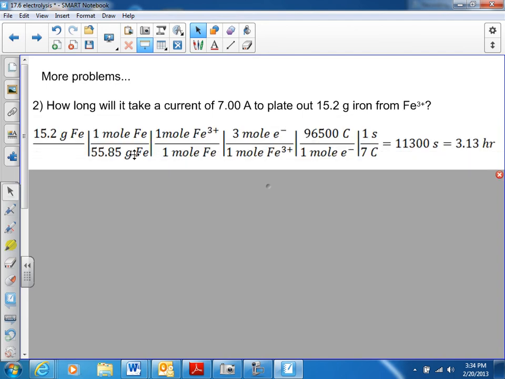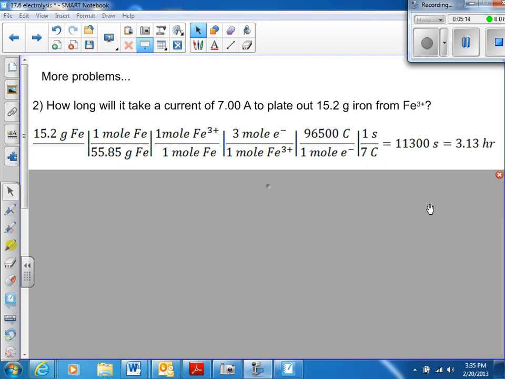Very simple. Grams to moles, 3 moles of electrons to 1 mole of Fe3+. And then we have our mole of electrons. We can always go to coulombs. Here's our amps, 7 coulombs per 1 second. Okay, you don't need to convert all the way to hours. I just thought it was interesting. This is a lot of seconds. You could leave it in seconds or go all the way to hours.